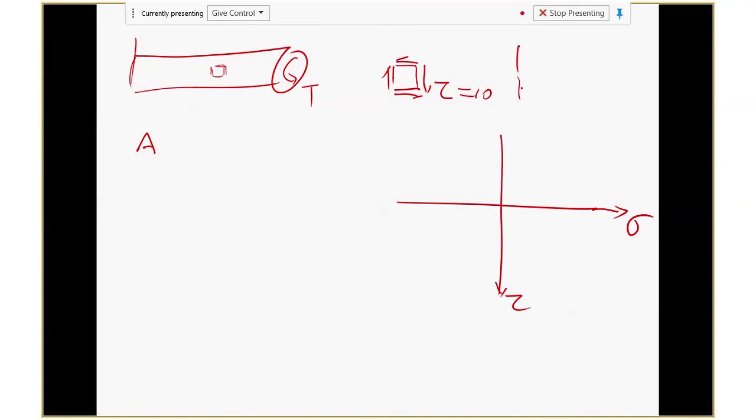So let's first translate it. This one means sigma x equals what? For this element, what's the sigma x? Zero. What's the sigma y? Zero. What's the tau xy? 10 or negative 10? Negative 10. Remember the sign convention. That's good. All right? Okay, for this, now can we draw the Mohr circle?